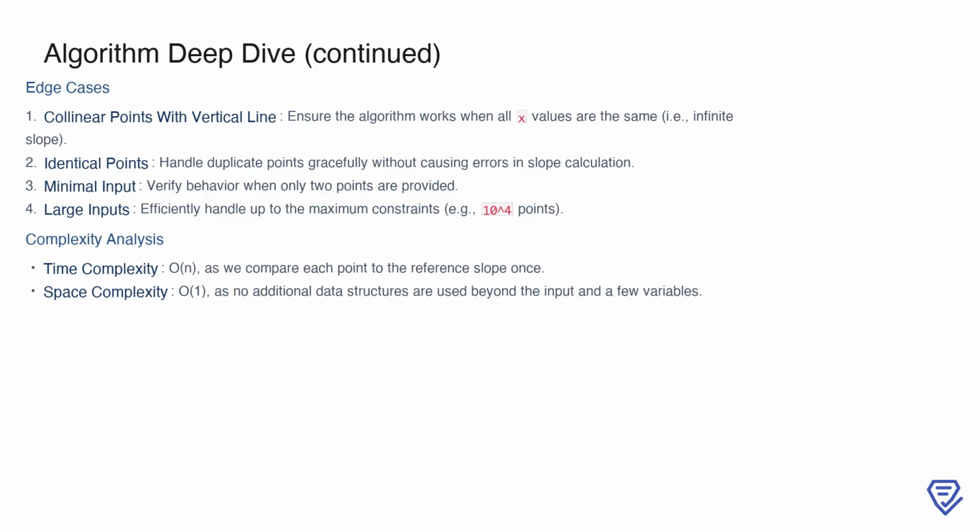Now for the complexity analysis. The time complexity is O(n), because we compare each point against the reference slope exactly once. The space complexity is O(1), as no additional data structures are used beyond the input and a few variables. This makes the algorithm both scalable and resource efficient.